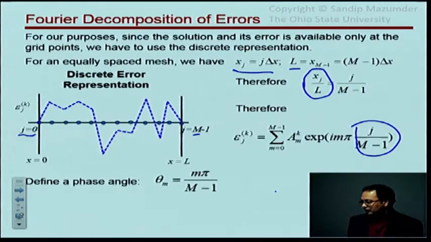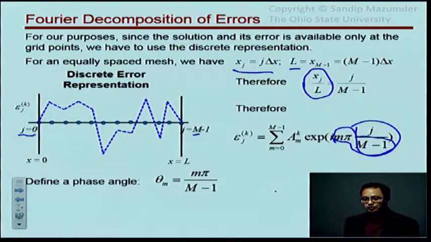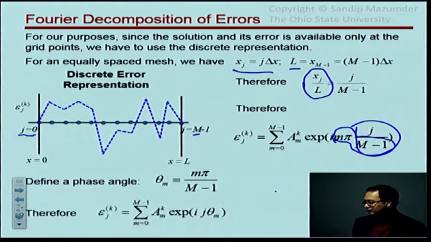And we're going to again use another notation, the phase angle, which we are going to call theta_m, equal to m pi over m minus 1. Okay, so that's basically right here. So club that into a theta_m so that our series becomes a_m exponential of i j theta_m.